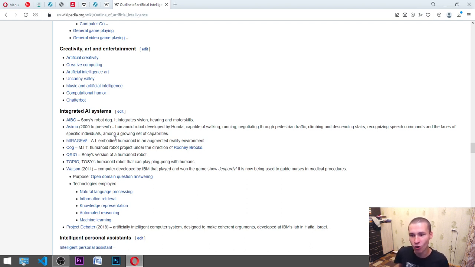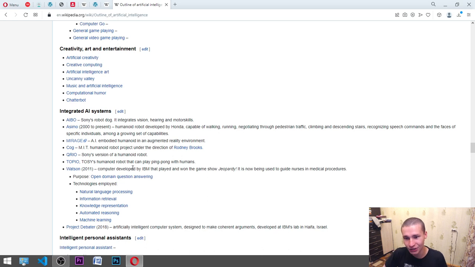TOPIO, a humanoid robot that can play ping pong with humans.